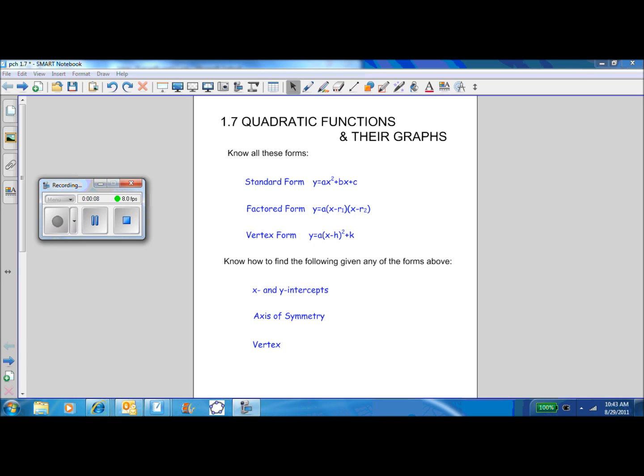Here we go. Quadratic functions and their graphs. We've got three forms to look at. Maybe this vertex form, or I'm sorry, the factored form is new to you, but it's going to be handy in some of the word problems we do.